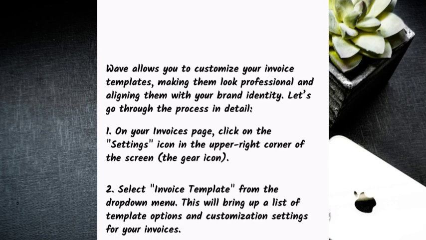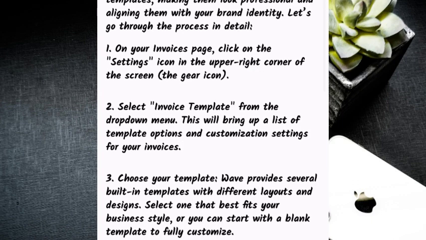On your invoice page, you want to click on the settings icon that's in the upper right corner of the screen. Next, select invoice template from the drop-down menu. This will bring up a list of template options and customization settings for your invoices.